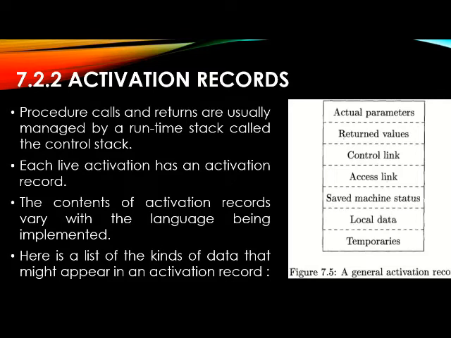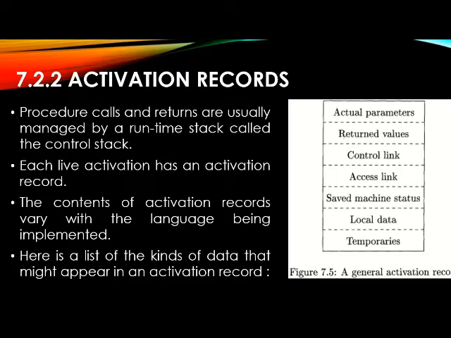Now we discuss activation records. Whenever we use procedure calls, those procedure calls return some values. These values are stored in a stack at runtime. This runtime stack memory is also called the control stack. In this control stack, each live activation, that means the activation of each and every procedure or function, is treated as one activation record. This activation record contains several contents.